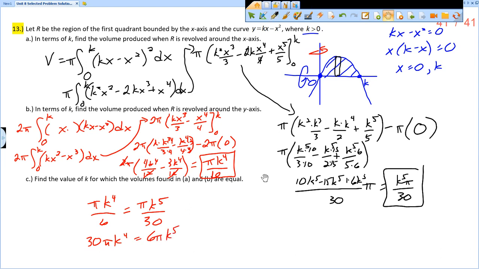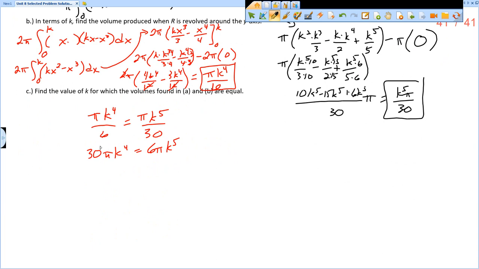All right, now what we want to do is get everything on one side. And so actually I can divide by pi to get rid of that, and I can divide by 6 to simplify a little bit. So this is 5k to the fourth equals k to the fifth. So now let's subtract 5k to the fourth. So k to the fifth minus 5k to the fourth. I'm going to factor out k to the fourth. So I get k to the fourth times k minus 5.